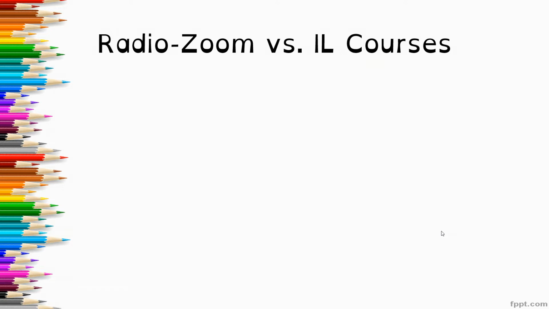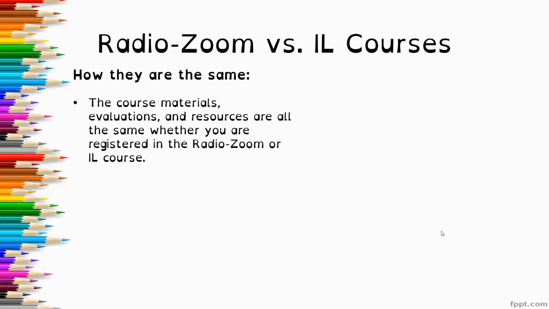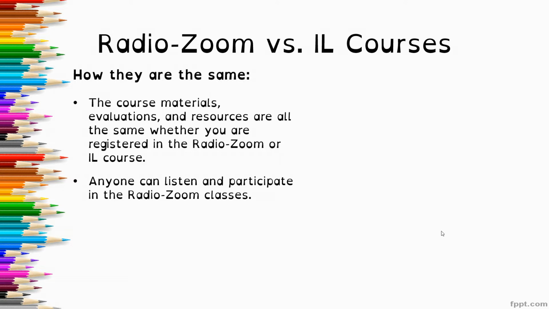But a question that I often come across is, what's the difference between the radio Zoom courses and the IEL courses, the independent learning courses? So first, I just want to run through how they are the same. The course materials, the evaluations, and the resources are all the same. Doesn't matter which one you're registered in, you have access to the same support and the same materials for both versions of the course. The course is the same course.